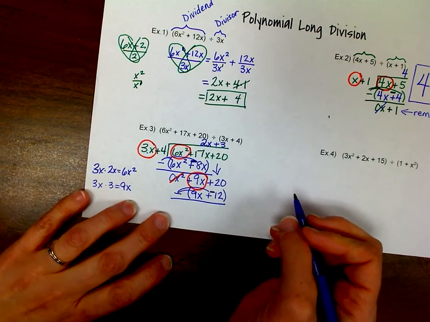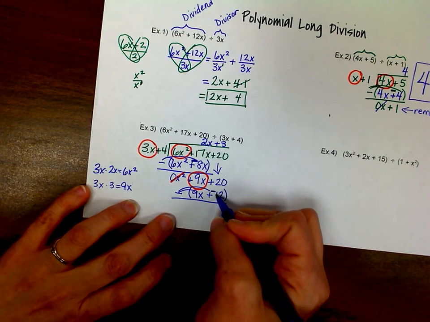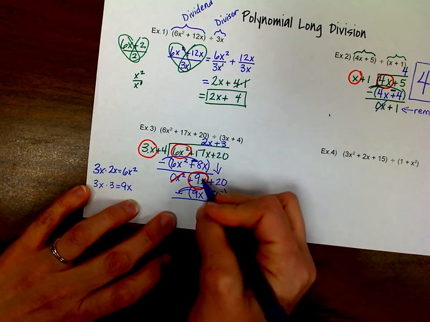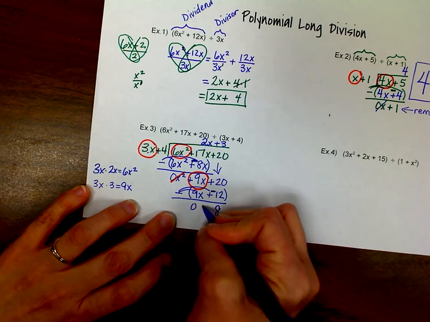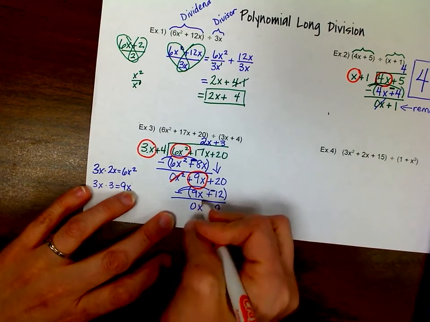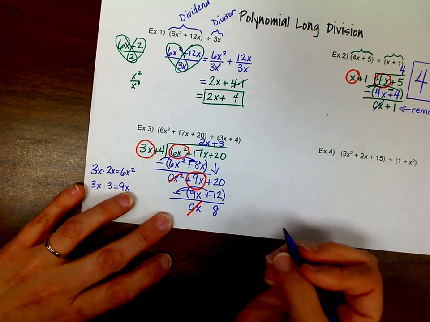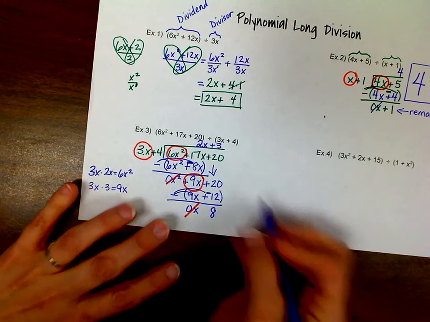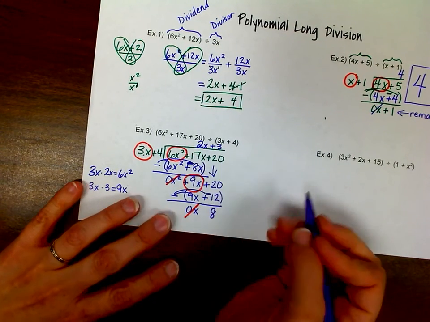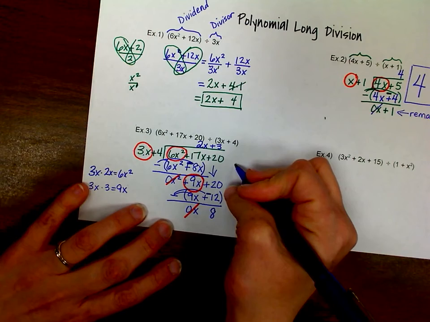So we have 20 minus 12, which is 8. We have 9x minus 9x, which is 0x. And just like before, we do not need that any longer. We have no more numbers to bring down. Our quotient is complete. And so what we need to do now is just write it.